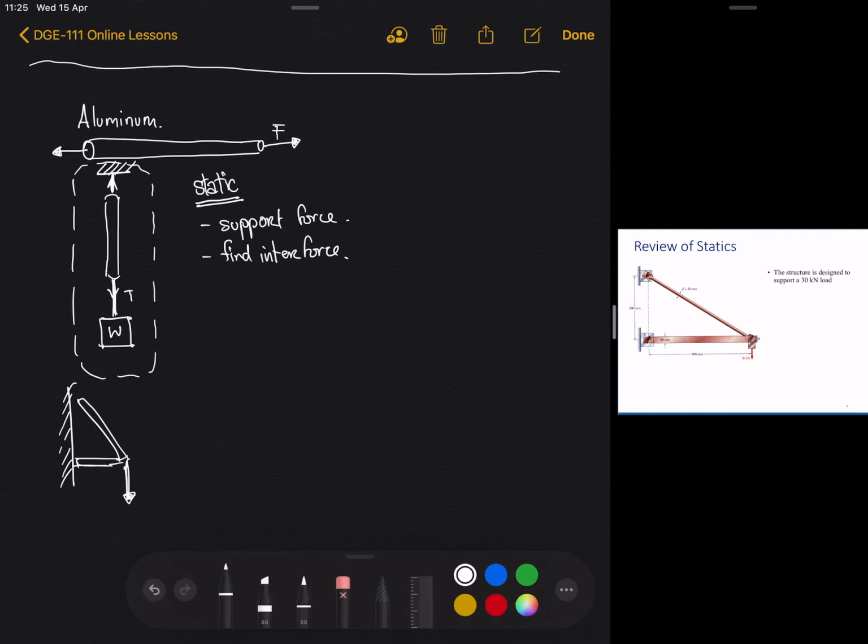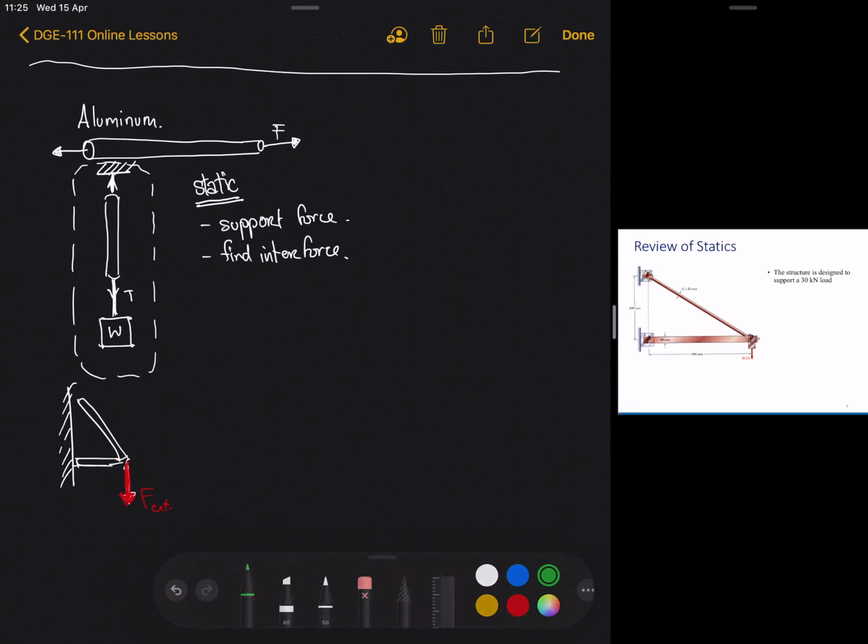Then this red one here, what is this one? It is external force. And what is internal force? Internal force means if you have this rod, you decompose it, and how much force is applied inside this rod. Okay?